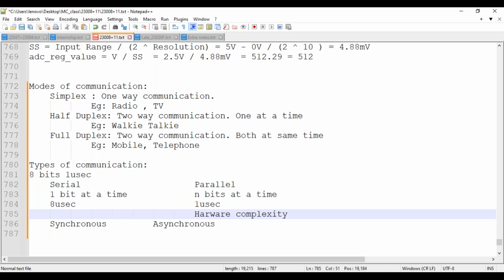As of now, if you take this example, it is taking 8 microseconds, but you can see some serial communication which happens in a few nanoseconds also. So improvements and upgradations are being made on serial communication, as most people use serial communication these days. Is that clear?